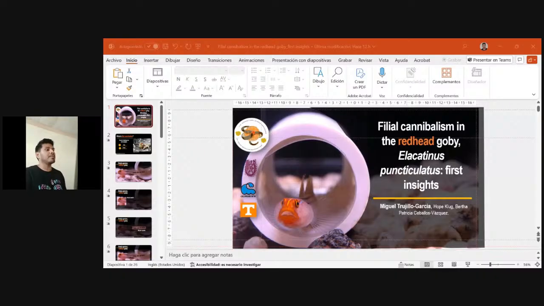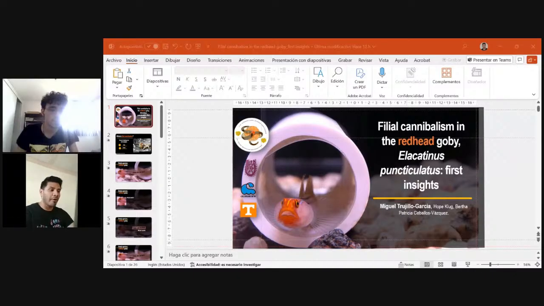In our study, we are performing experiments on a small fish commonly called the redhead goby, and some different features characterize them. The first is, as the name suggests, the head color. In this case, we can see an orange color.